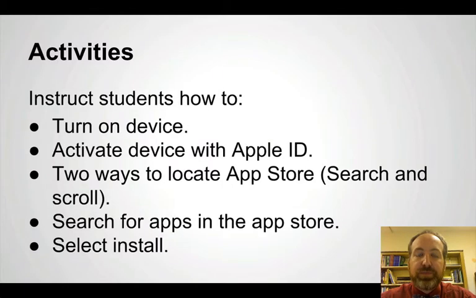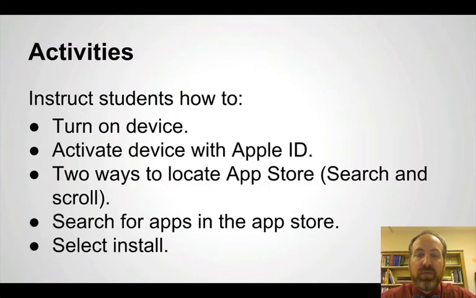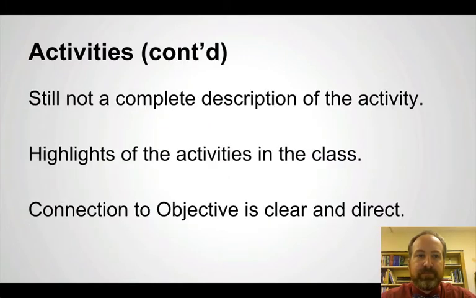Now if you look here, my activities, straight from the beginning, are turning it on, activating it, finding apps, downloading them. My objective is application of the phone by installing a new app. From start to finish, very clear, very direct. No extra steps, just bam, bam, bada, boom.